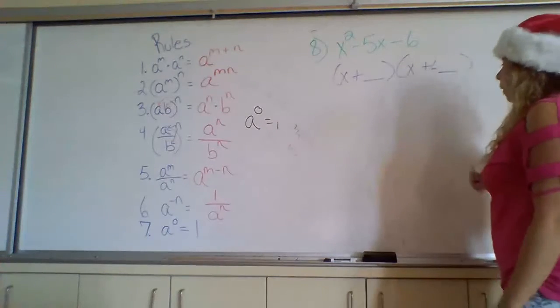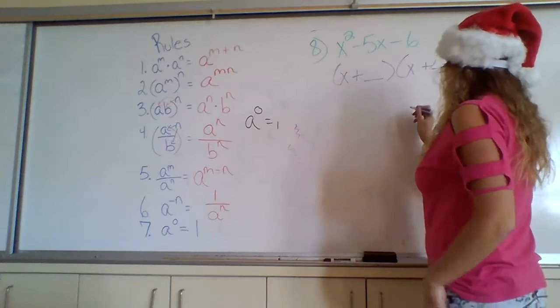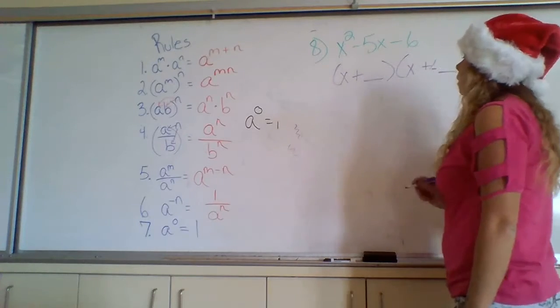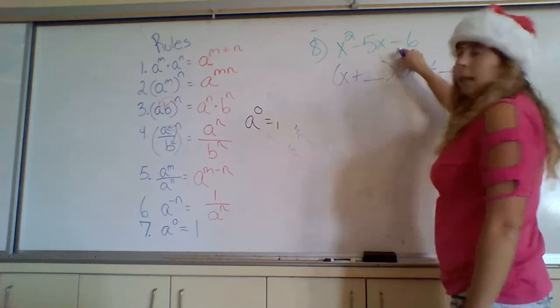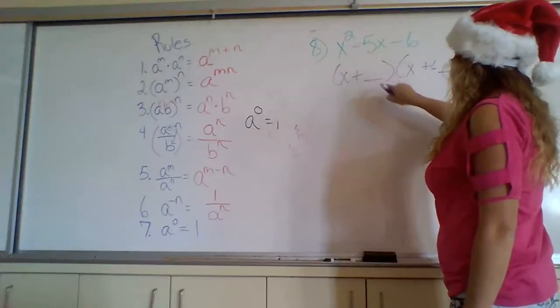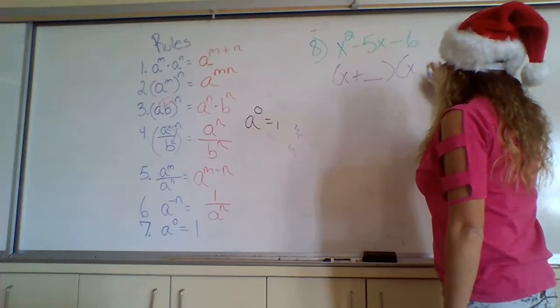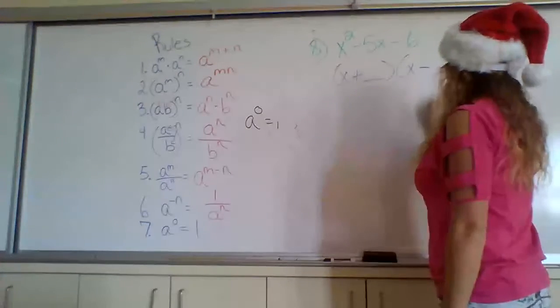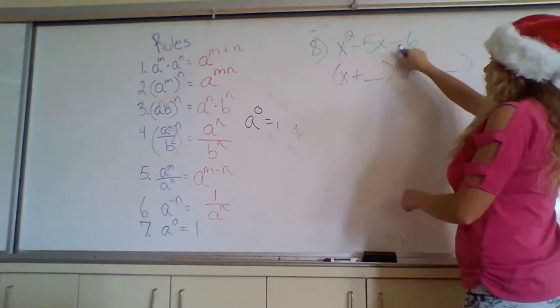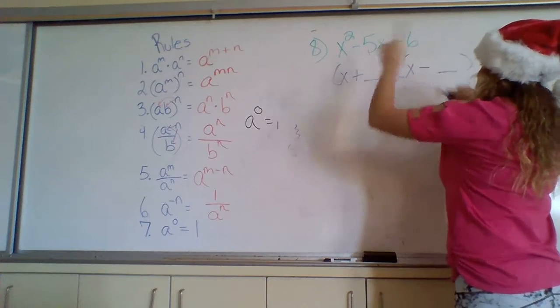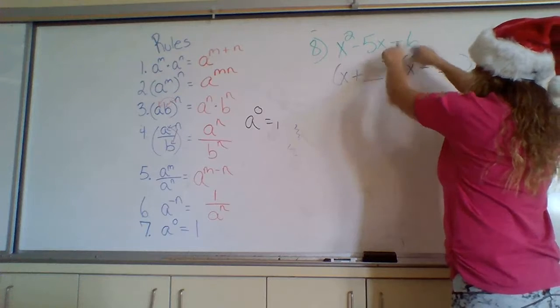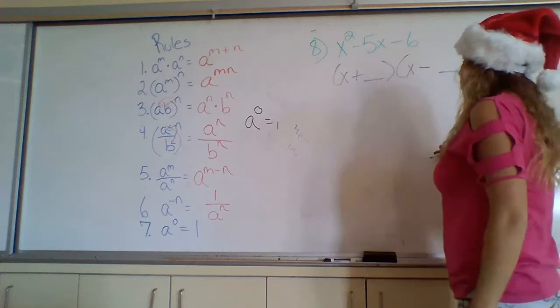My way of doing this is to write the factors of -6. You're multiplying to get a negative number, so you know one has to be negative and one has to be positive, because a positive times a negative is a negative. So this negative sign tells you one is positive and one is negative. All right, so let's do factors of -6.